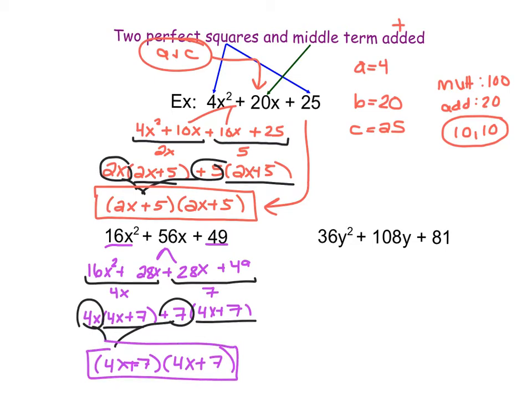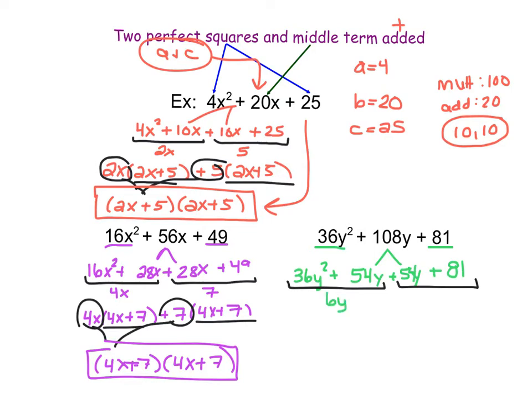Now looking at example 3, again, I notice that I have 36 as an A value, and that is a perfect square, and 81 as a C value, and that is a perfect square. So I know from here I can split my middle term into 54y plus 54y, then adding the 81 onto the end and the 36y squared onto the beginning. I then from here look at these in pairs and find the greatest common factor. Oop, I forgot a 4 there. There we go.